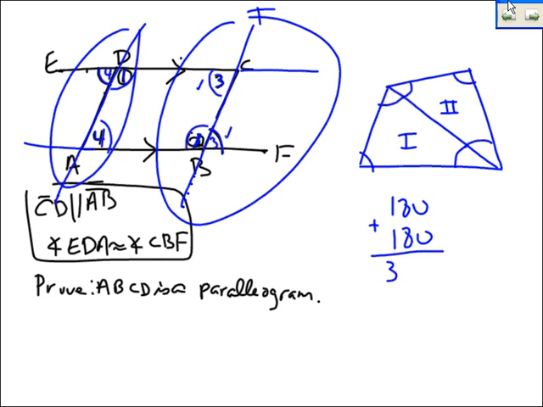If you add them up, on one hand you get 360, and on the other hand you get this whole angle, and this whole angle, and this angle, and that angle. That is, you get the 4 angles. You don't really need this line anymore. Those 4 angles add up to 360. Okay?